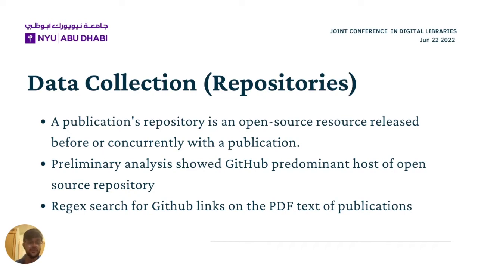So most of the time, if you're including a link to an external hosting site, an external repository somewhere, you're either going to include it as a footnote or somewhere within the paper itself. And a preliminary analysis showed that most of these repositories were hosted using GitHub. So for data consistency, we decided to stick to GitHub. Links to these GitHub repositories were searched within the PDF version of these papers using regular expressions.